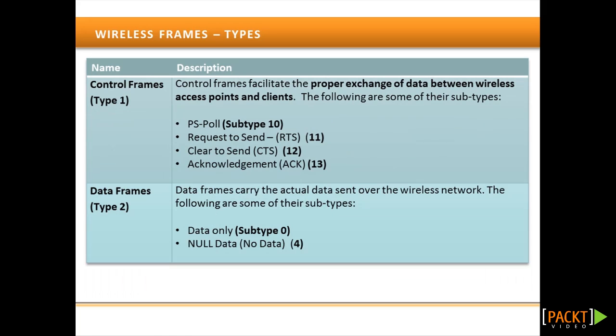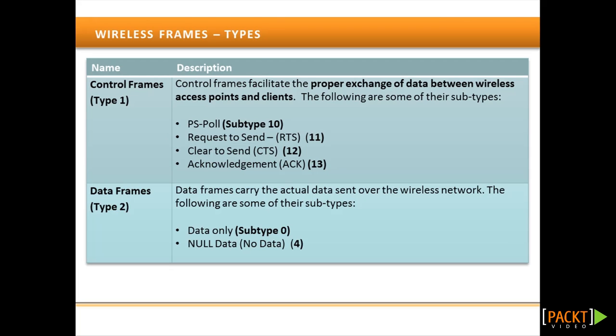Next are control frames. Control frames facilitate the proper exchange of data between wireless access points and clients. The following are some of their subtypes. Our first type of control frame is called Power Save Polling or PS Poll, which is subtype 10. Stations in Power Save mode awaken periodically to listen for traffic meant for them. If they discover that data is currently buffered for them at the AP, they will come into active mode and send a PS Poll packet to the AP requesting the transmission of this data. Consequently, the duration ID field in the wireless header contains the association ID, or AID, for the station sending the packet.